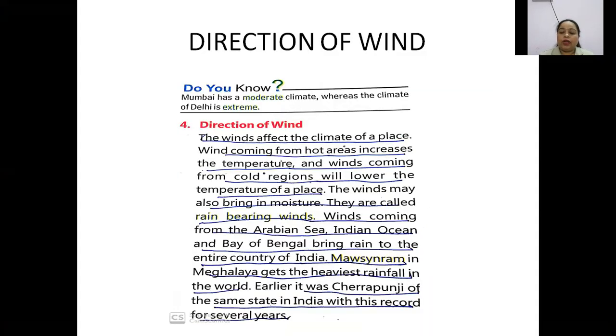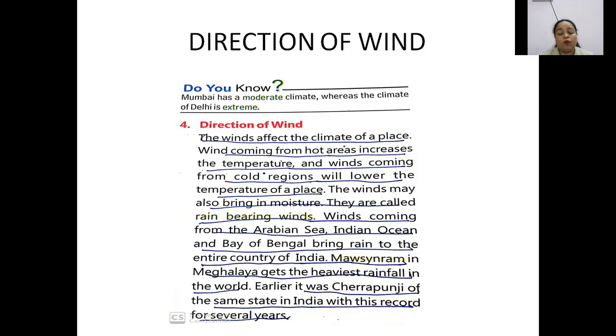First, we have discussed three important factors that affect the climate of a place. The first is distance from the equator. We have studied distance from the equator. The second point, I'll revise once again when I finish for today. The second point was altitude or height. The third important factor was the distance from the sea.